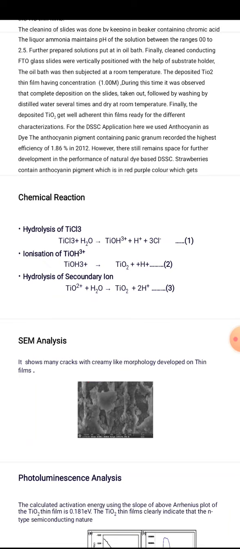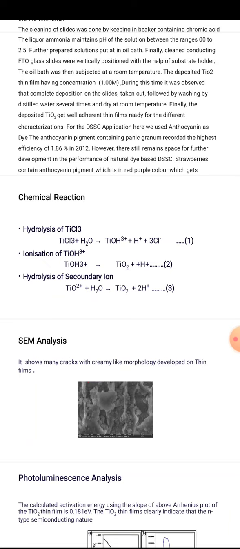The deposited TiO2 thin films had a concentration of 1.00 M. During this time, complete deposition was observed on the slides, which were taken out, followed by washing with distilled water several times and drying at room temperature. Finally, the deposited TiO2 thin film is ready for the different characterizations.